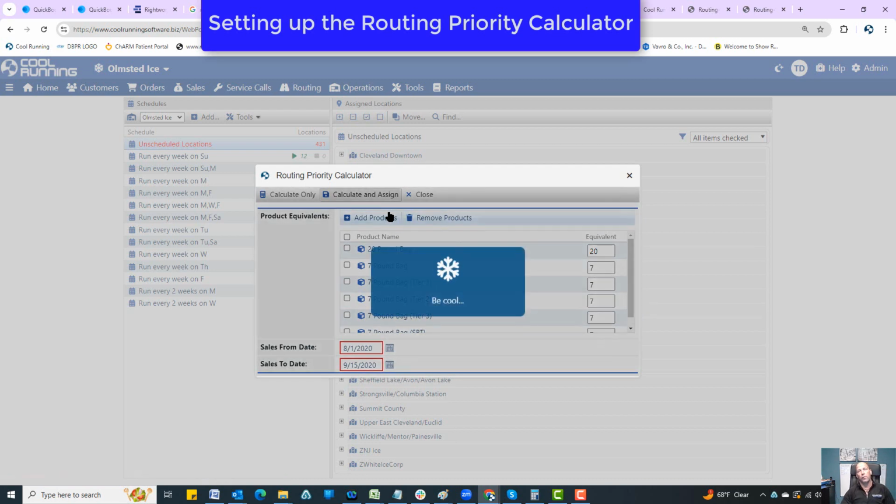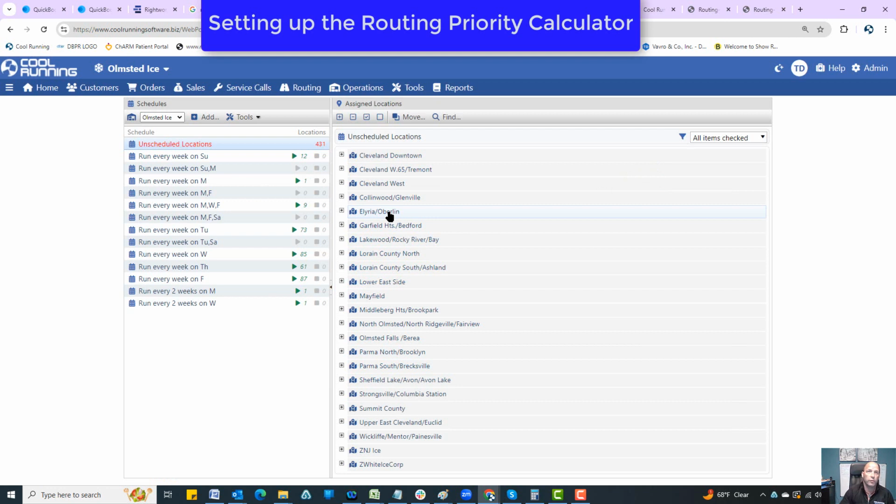So this will take a second to calculate. It's going to go through all my stops that are on route, and it's going to help tag that customer with a routing priority calculator. Okay, so let's see what that did. So now I'm going to go into my route builder.